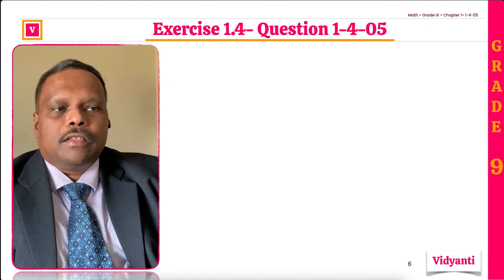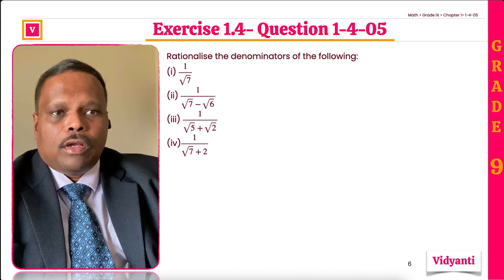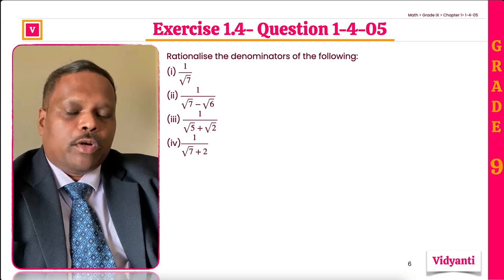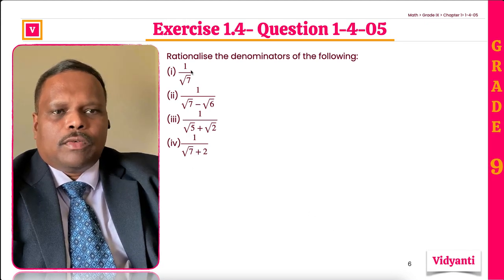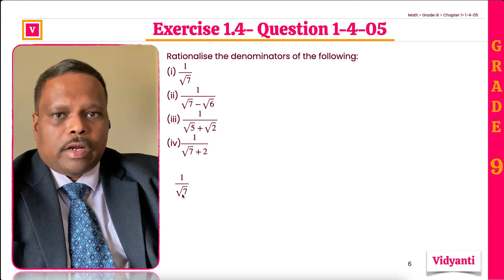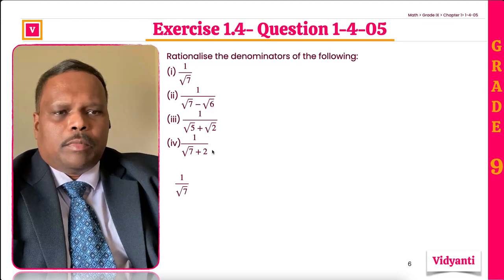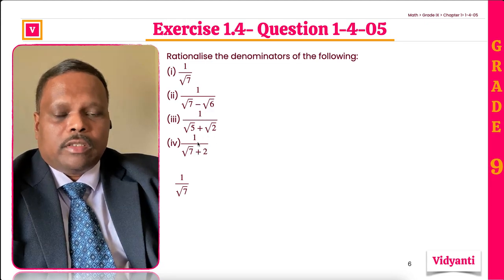Next question in this exercise, question 145. Rationalize the denominators of the following, and we have been given 4 sub-questions. Now, in the first question, there is only one number in the denominator, and in all the remaining 3 questions, we have multiple numbers, well, actually 2 numbers in the denominator.